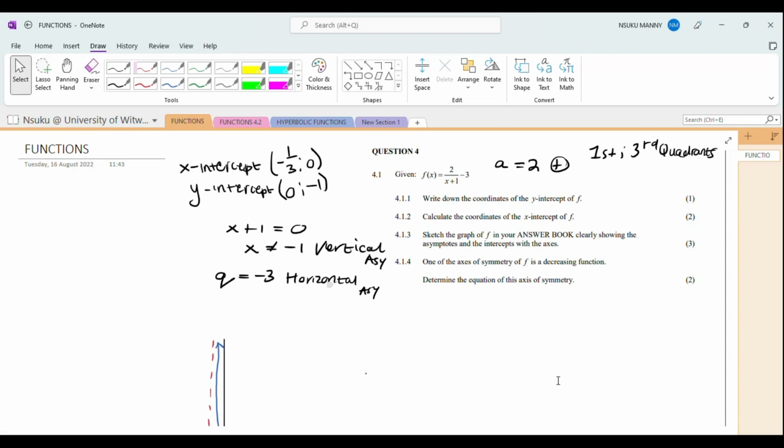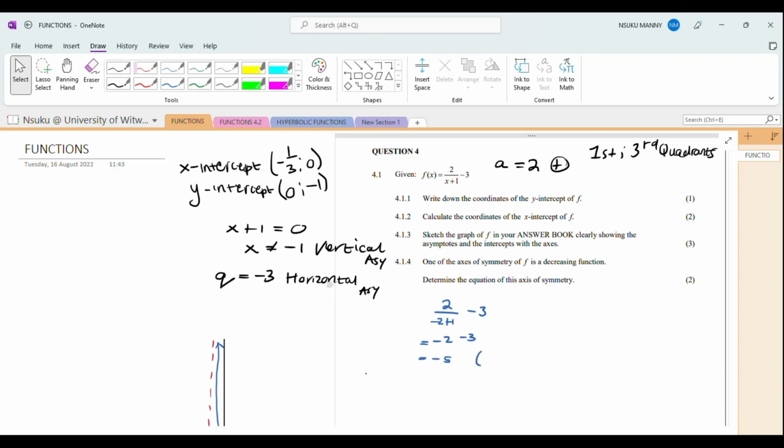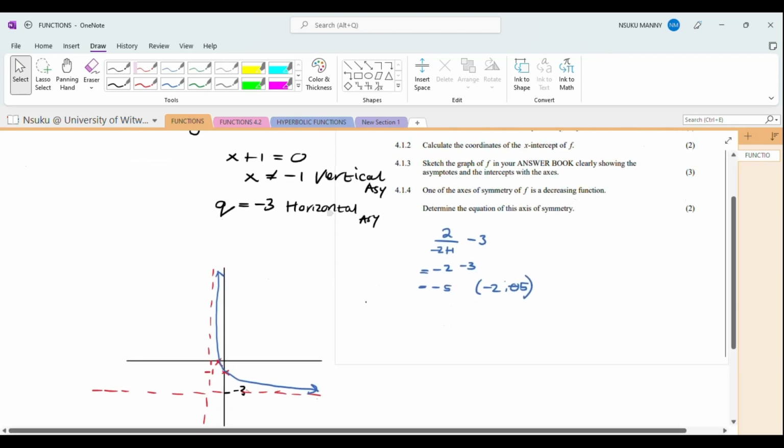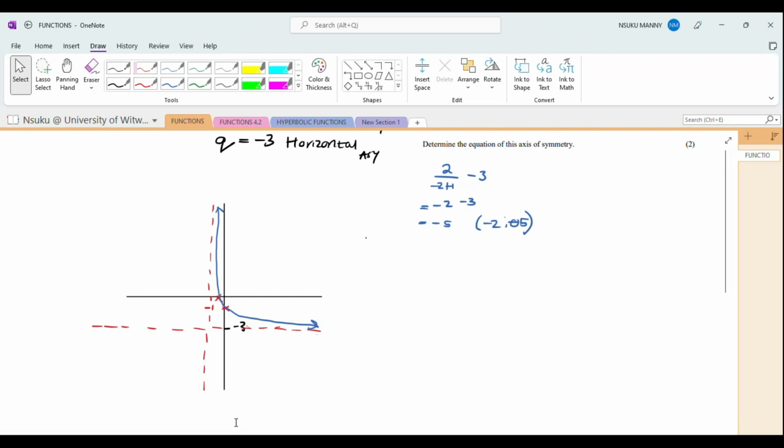In this case, we're going to say 2 over -2 plus 1, and then minus 3. We know that negative 2 plus 1 is negative 1, and 2 divided by negative 1 is negative 2, and negative 2 minus 3 gives us negative 5. So our coordinates for that other point will be negative 2 and negative 5. Now we're going to find a point where we can say that's negative 2 and negative 5, and that point will be somewhere around here.